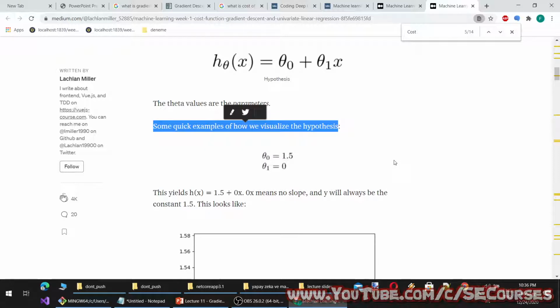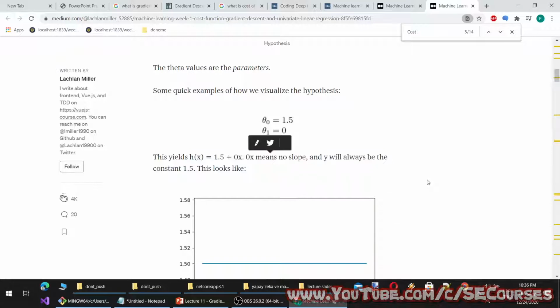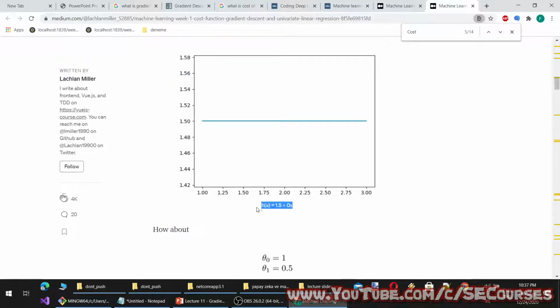Some quick examples of how we visualize the hypothesis. If theta 0 is 1.5 and theta 1 is 0, this yields h(x) equals 1.5 plus 0x. 0x means no slope, and y will always be the constant 1.5. So it looks like this because we have no slope and it is always 1.5 no matter what the x is.